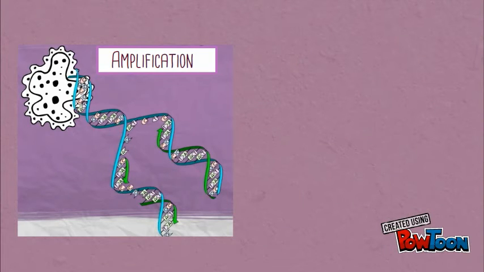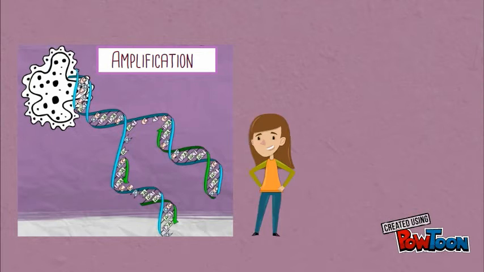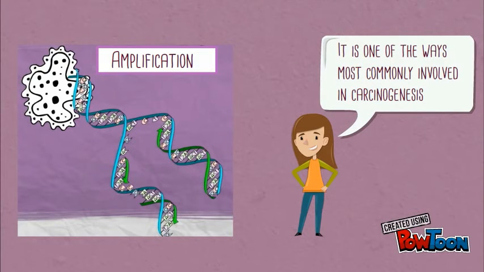Another way would be by amplification. Eukaryotic cells are formed by a diploid genome, in other words, they have two copies of each gene. In certain circumstances, one of the copies can multiply more times, increasing its rate of expression, leading to gene amplification.